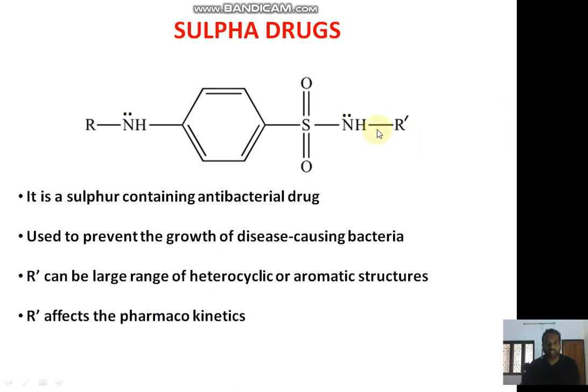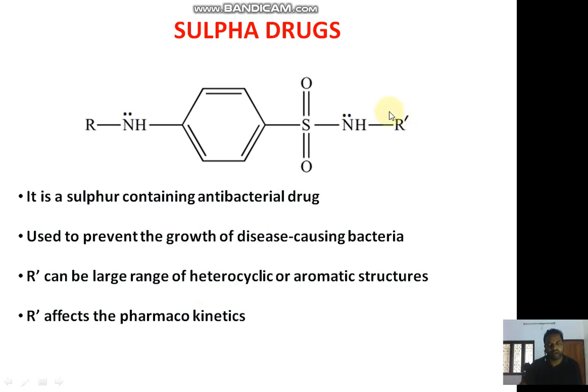Here in this structure, you can see it is having one alkyl group on the left side and another alkyl group, R dash, that is represented as R dash. This R dash can be a large range of heterocyclic or aromatic structures. This R dash can be any aromatic ring or any heterocyclic ring. And the nature of this group decides the pharmacokinetics.